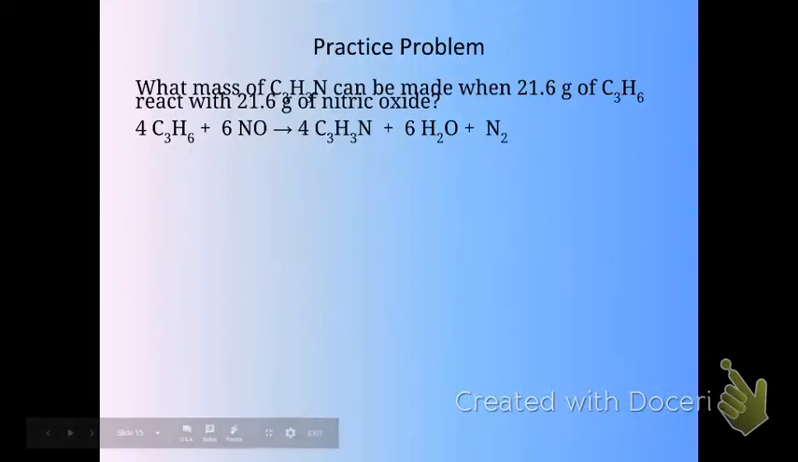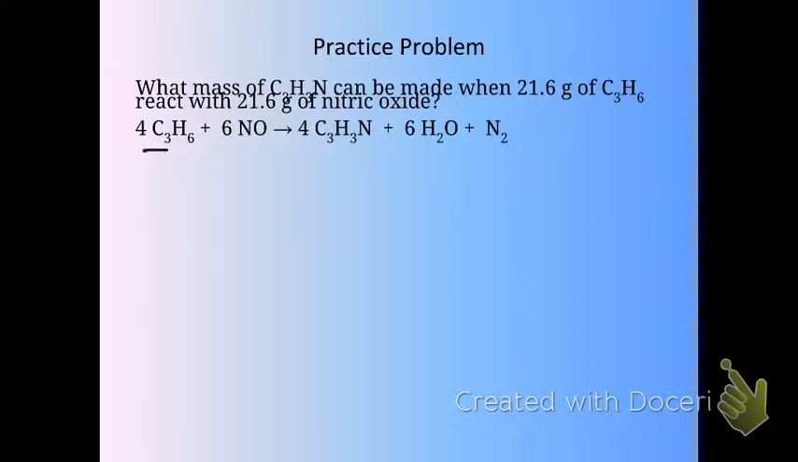Let's just do some practice problems. What mass of C3H3N can be made when 21.6 grams of C3H6 reacts with 21.6 grams of nitric oxide? So we're given 21.6 grams of this and 21.6 grams of that, and we want to determine the grams of this. But first of all, we have to determine which one's the limiting reactant.